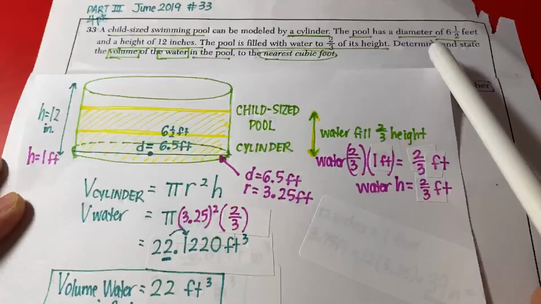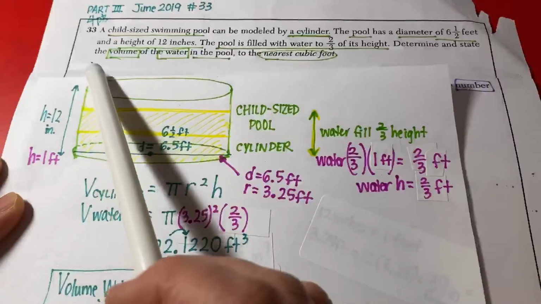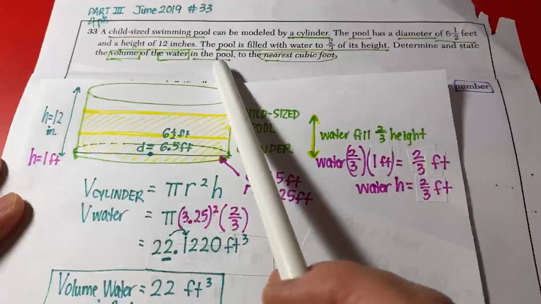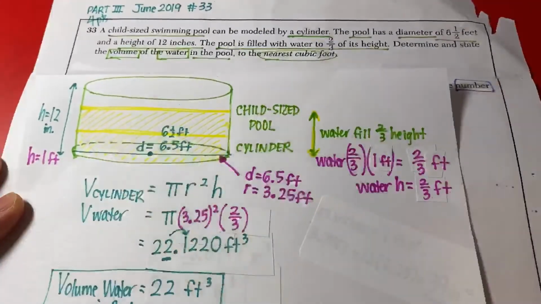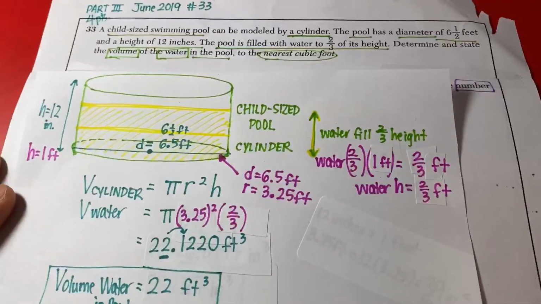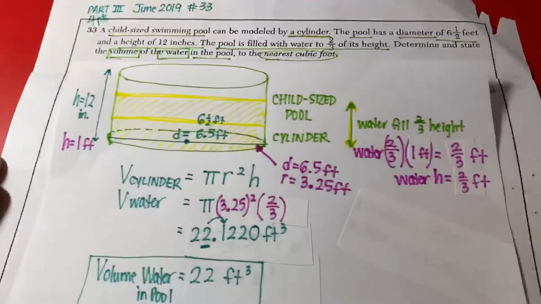The question is asking us to determine and state the volume of the water in the pool. So that's the yellow. We were looking for the volume of the yellow to the nearest cubic foot. There's another part to the question, but we'll come back to that soon.